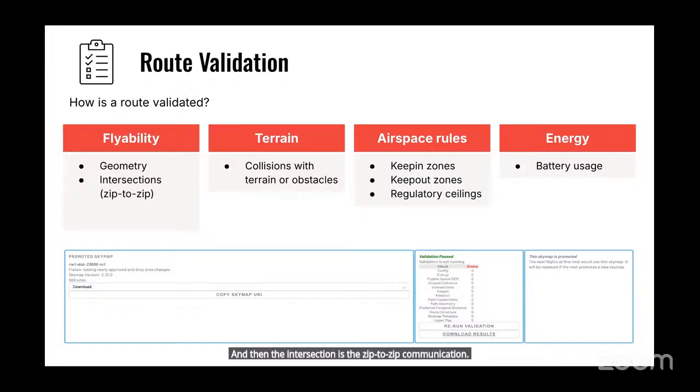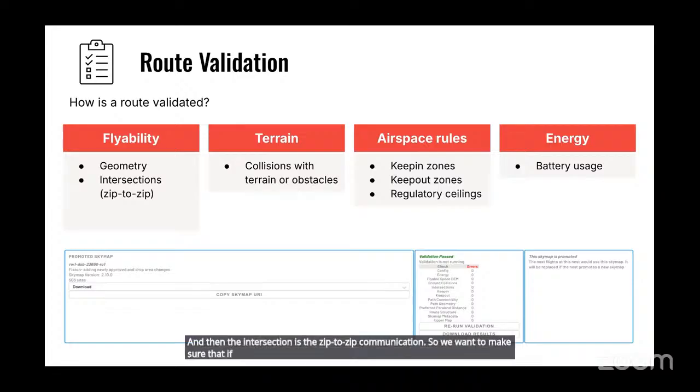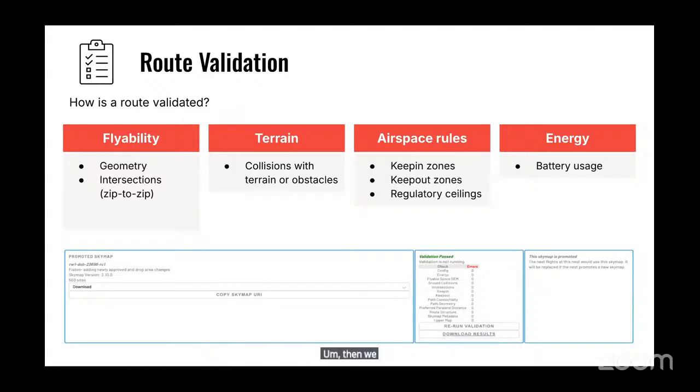So we want to make sure that if two zips cannot communicate, then we are using GIS to separate the altitude at which they are flying to make sure that when they are all in the same location, they don't collide. And then we want to do some terrain checks where we are basically checking the segments against the terrain or obstacles to make sure that there is enough clearance between the route and the terrain.